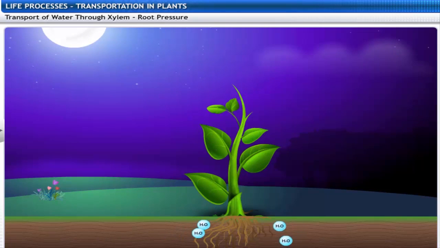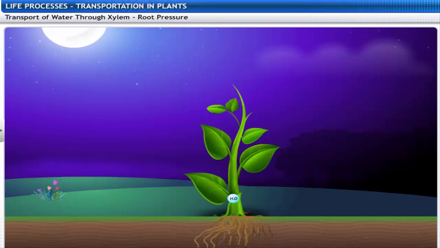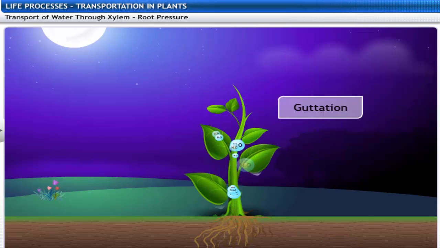The osmotic pressure within the cells of a root system causes the water to move from higher concentration soil to lower concentration root cell. This pressure allows water to move from the roots into the leaves. The excess water exudes out as drops of xylem sap from the edges of leaves. This process is known as guttation.